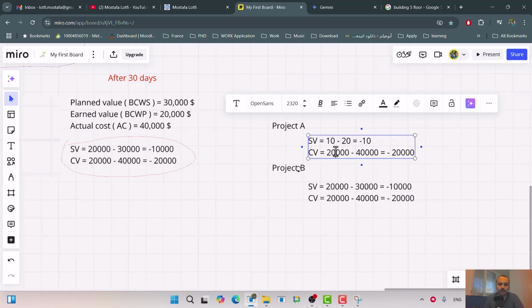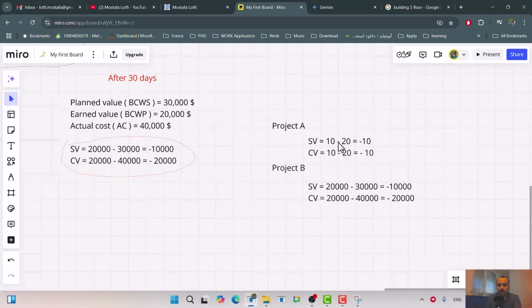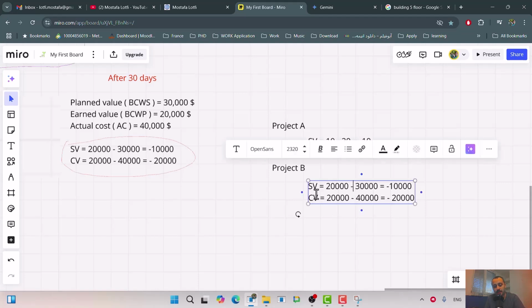For this one, let's say the planned value is this and actual cost is 30. Same, because the logic is the same, doesn't matter. So this one is also minus 10, right? Now, this is for project A. Now I have project B.